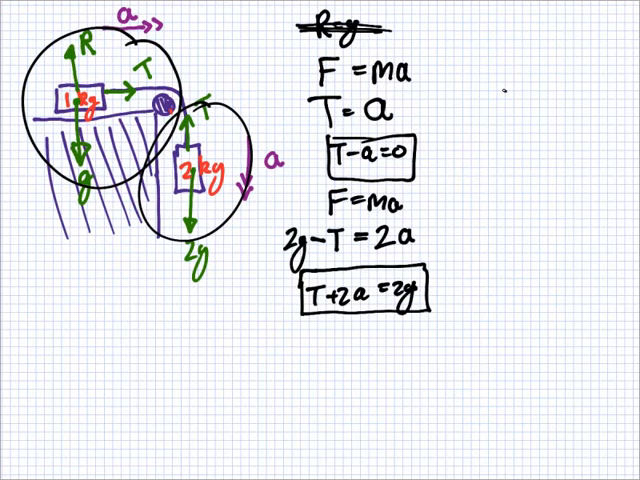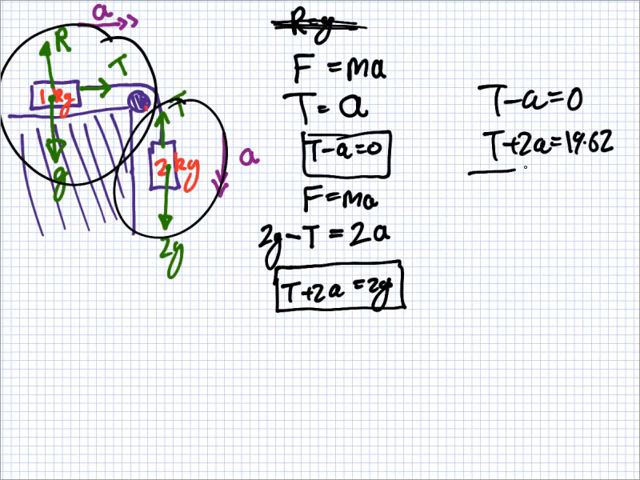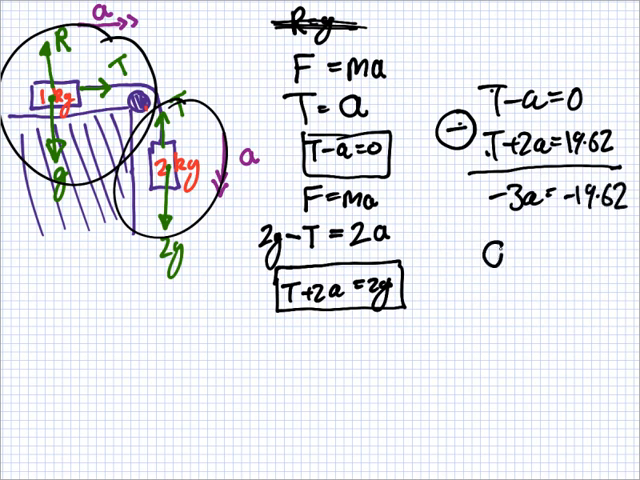You have T minus A equals 0, and T plus 2A equals 19.62, I think, 2G. So what would be the best way to combine them? I could subtract them. T minus T, it's gone. Minus A minus 2A is minus 3A. 0 minus, so that's minus 19.62. So then the acceleration will be 19.62 divided by 3.